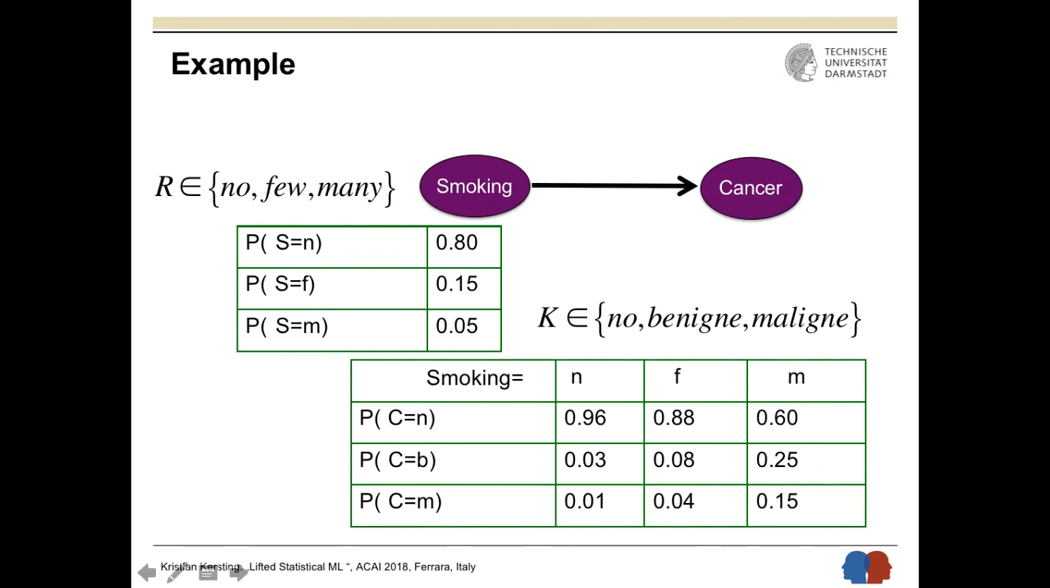Anyhow, you have these two random variables and you draw edges between them, but you now know that by drawing an edge, you're actually coding independencies. It's not about dependencies. And then you have to associate conditional distributions according to the graph structure. So in this case, you would have to write down the prior distribution for smoking, and you have to write down the probability of cancer given smoking.